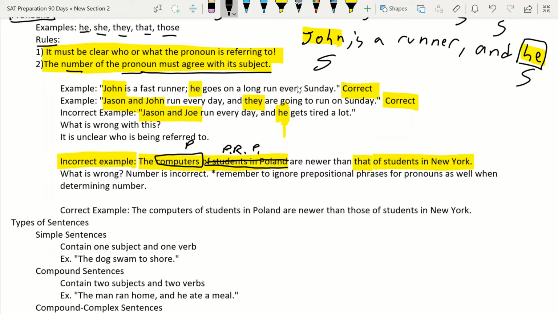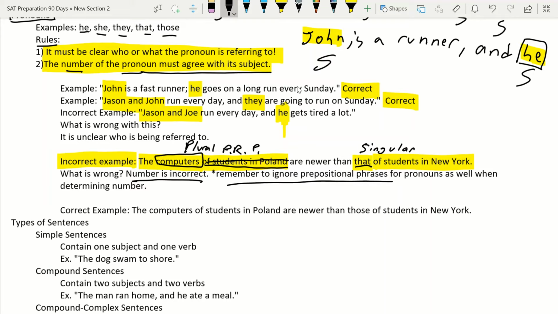So we have "the computers are newer than that." What is that? That is a singular pronoun. So here we have a singular pronoun referring back to a plural subject. We have a plural noun in computers, and we have a singular pronoun. So that is an error, right? So what's wrong? The number is incorrect. We have a singular pronoun referring to a plural noun.